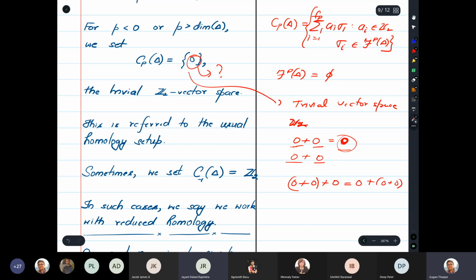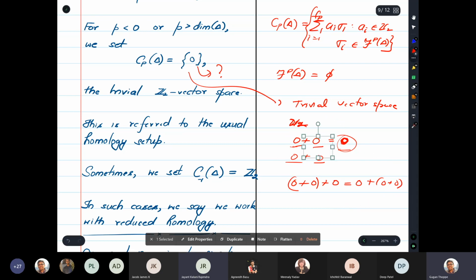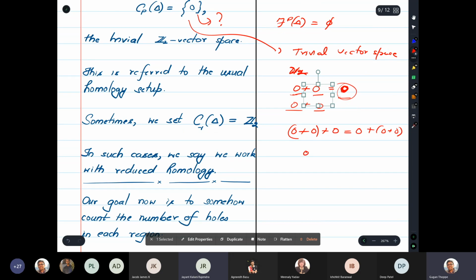So my point is that what we have over here is a trivial vector space. So all these properties trivially hold, right? And you can similarly verify the scalar multiplication operation. So 0 dot 0 will be 0, and 1 dot 0 will be 0, right? So notice that I don't talk about 1 dot 1.